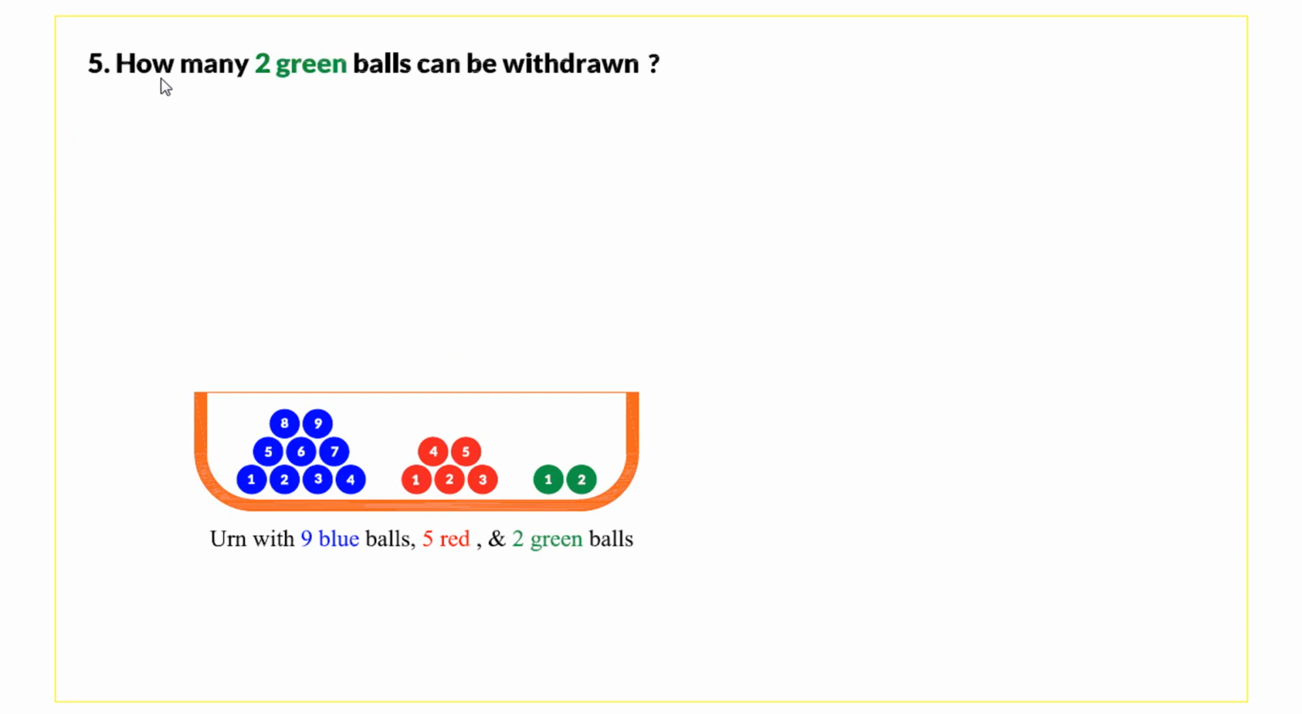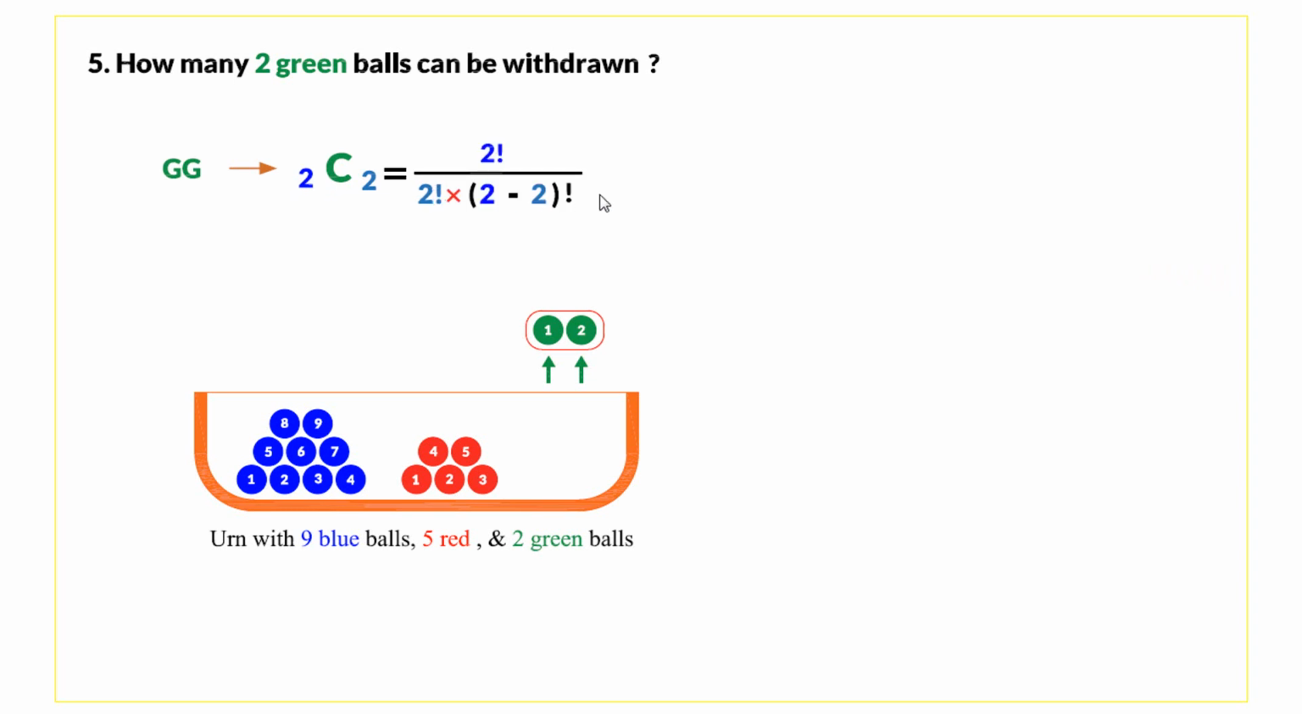Question number 5. How many 2 green balls can be withdrawn? So we are picking 2 green out of 2, and that is 2 combined 2, which is 1. So we either have the first and the second, or the second and the first, and because we are not counting in order, the number of possible combinations is only 1.